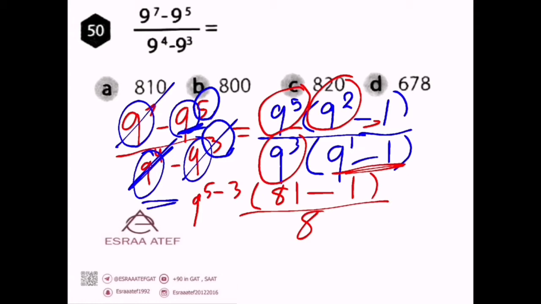Okay, so 9 powered by 5 minus 3 will be 9 powered by 2, and here 81 minus 1 equals 80, and down we have 8. So 80 divided by 8 will be 10. So we have here 9 powered by 2 times 10, and 9 powered by 2 is 81, times 10, it will be 810.